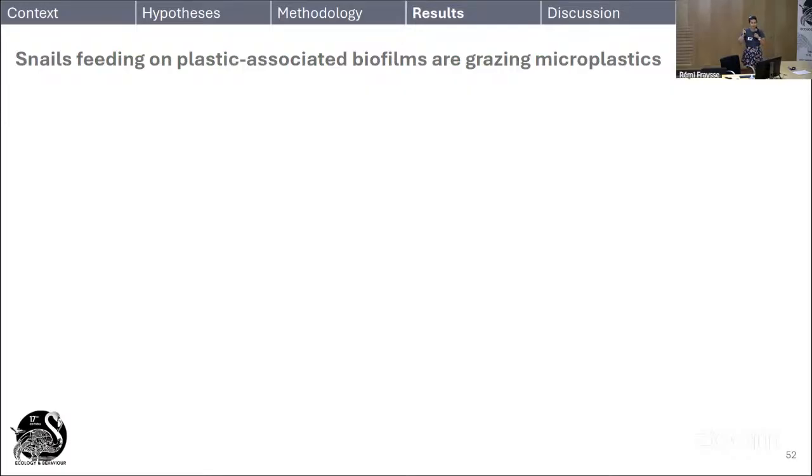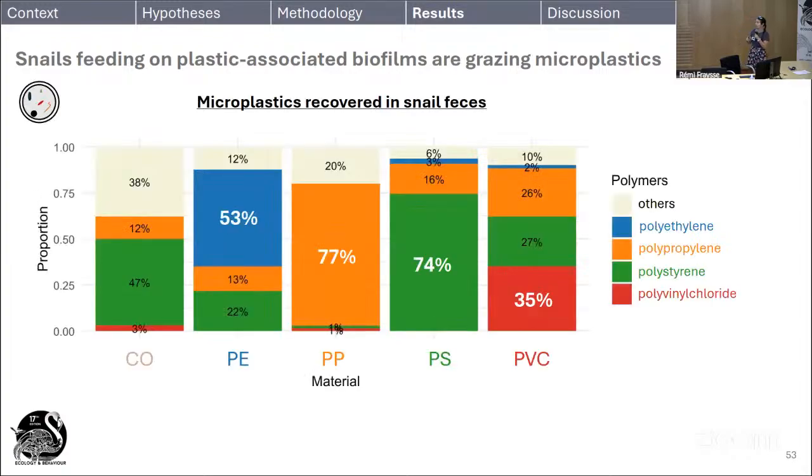Regarding microplastics, I was able to show that snails feeding on those plastic-associated biofilms were grazing microplastics. So it's a brand new result that I just got. You have the proportion of each polymer recovered in the snail's feces, and you can see that for each plastic group, like PE, you have 53%, 53% of PE was recovered in snails feeding on PE, and same for PP, PS, and PVC.